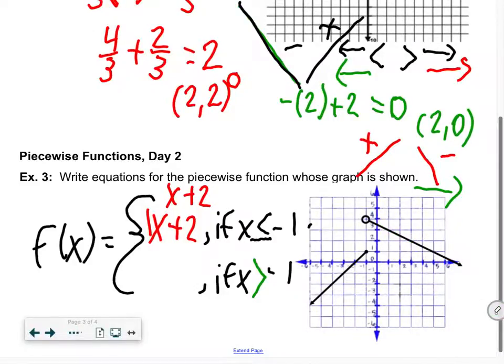Alright, so then we just have to find the equation for this. Finding slope, if I start here, I go down 1 over 2. So negative 1/2. Good. And what's my intercept? It's not a nice one. 3.5. So my equation is negative 1/2 x plus 3.5, and that's only if x is bigger than negative 1.